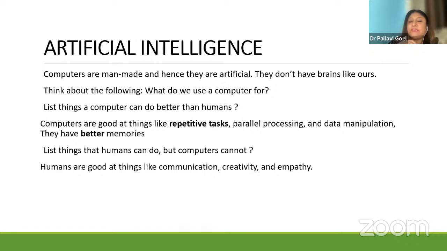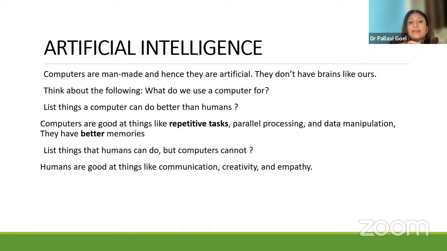Artificial intelligence comes after this, when your human brain is working. So how are you going to convert this intelligence artificially? Computers are man-made, we know that. Hence they are artificial, because they respond according to your requirement. They don't have brains like ours, but they have machines. Think about the following: what do we use a computer for? List things a computer can do better than humans. Yes, calculations, sometimes big calculations.